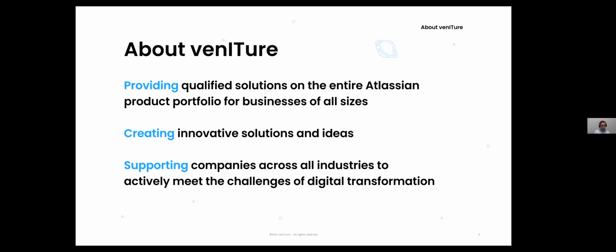So first, some information about Venature. Venature is an Atlassian Platinum Solution Partner. We are providing qualified solutions for the entire Atlassian stack for our customers. We are creating innovative solutions for them across all departments, not just for project management, IT, or software development. We are creating solutions as well for HR departments, for marketing, so through all the departments a company has. And with that, we are supporting companies across all industries through their digital transformation.